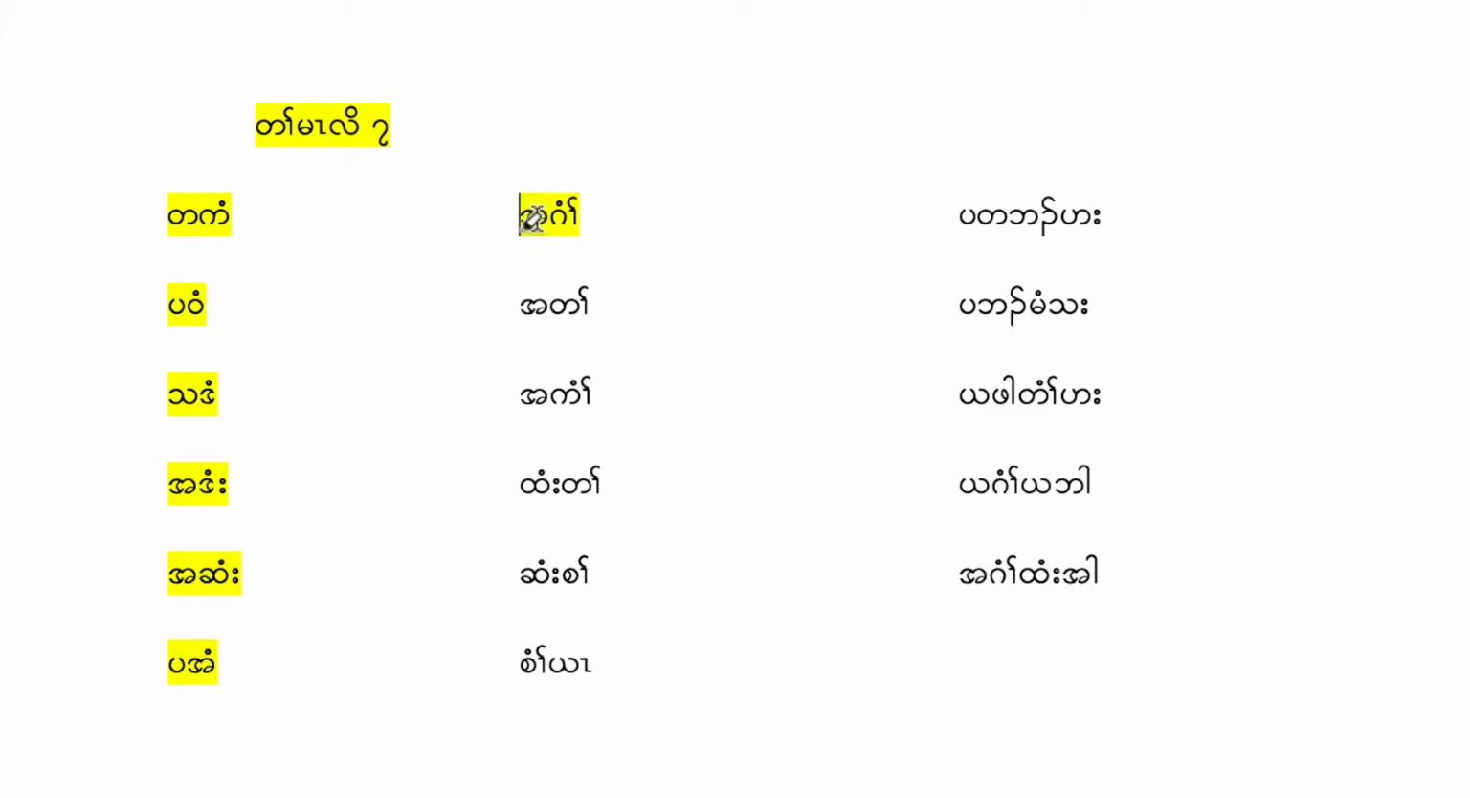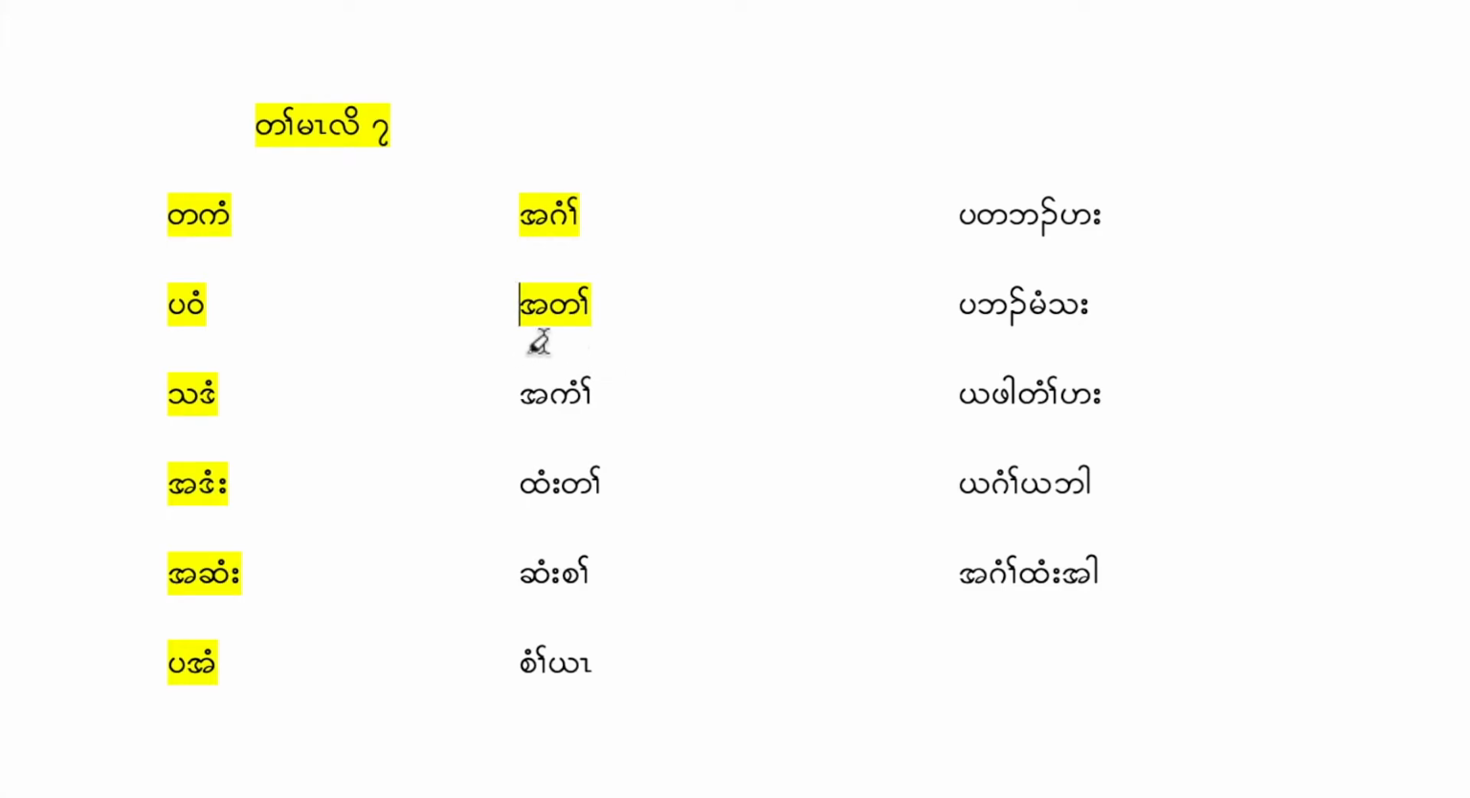Okay, so next one. A ri. So a ri in English is root. Root.